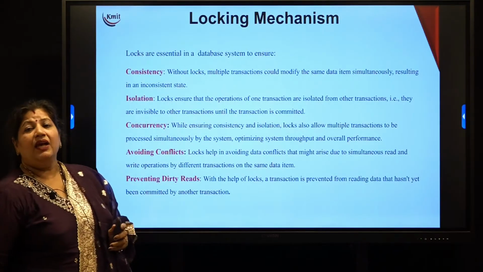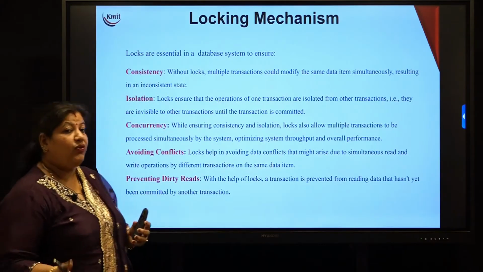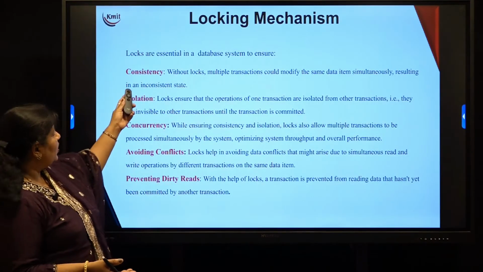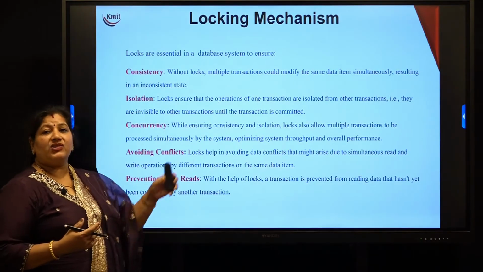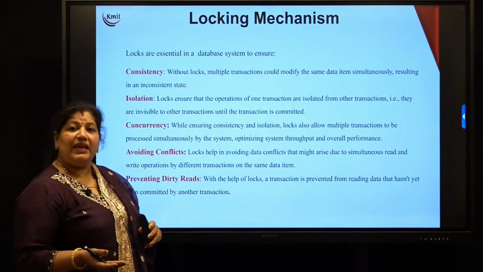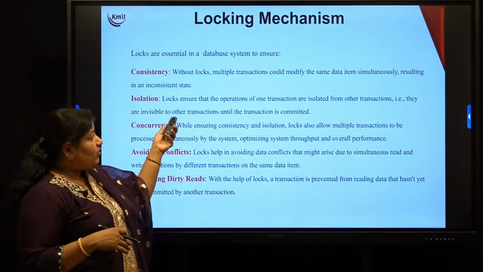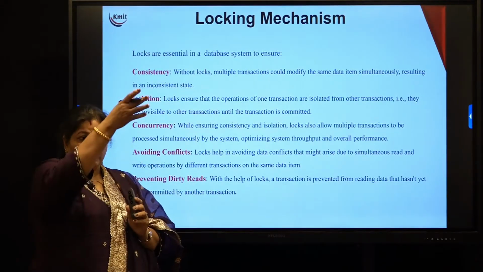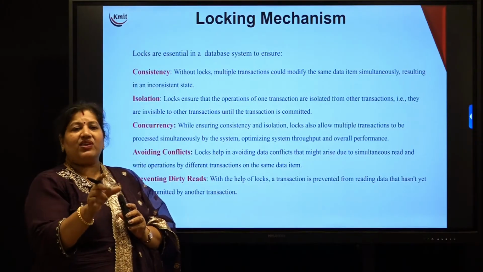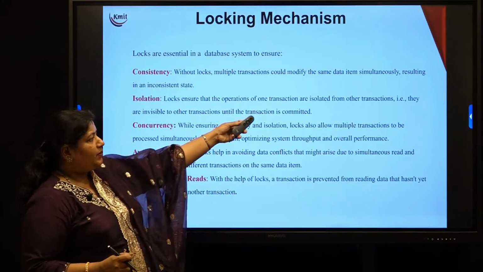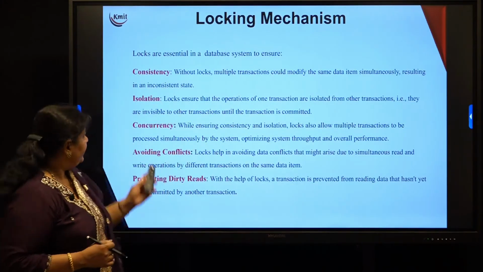When I say locking mechanism, why should we go for locks? Okay, it can ensure consistency. That is, without locks, multiple transactions may access and could modify the same data, leading to data inconsistency. So if I say isolation, yes, it can ensure, because you are locking, the other transaction cannot access, so only this transaction will be accessing. That means it is working in isolation, it is hidden from the other transaction.